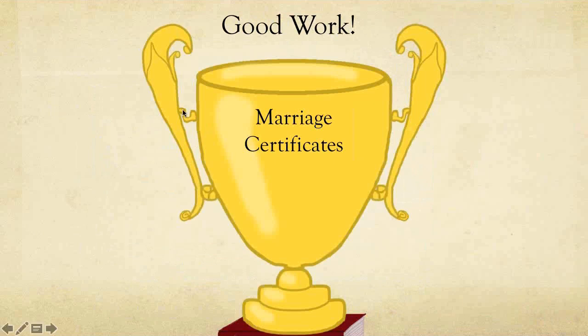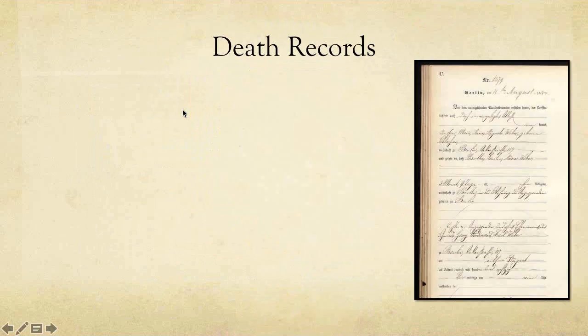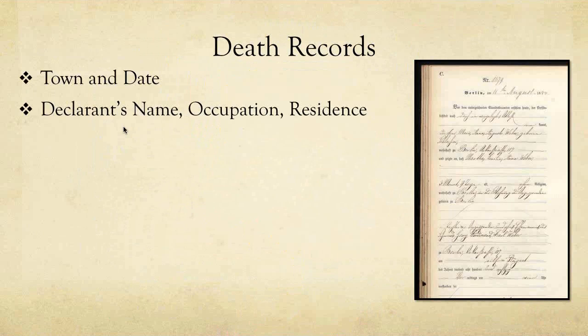Death records will just repeat what we have learned so far. So why would we look at death records? These can be great sources of information as well. You'll find the town and the date of death, the declarant's name. So this is usually someone related to your ancestor who is coming to report the death. And you'll find their name, their occupation, and their place of residence too.